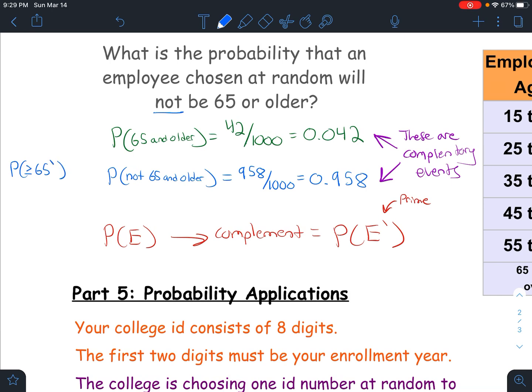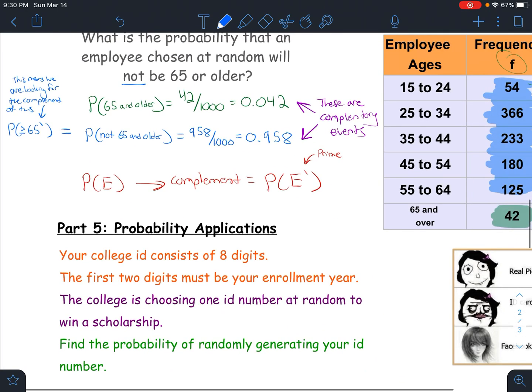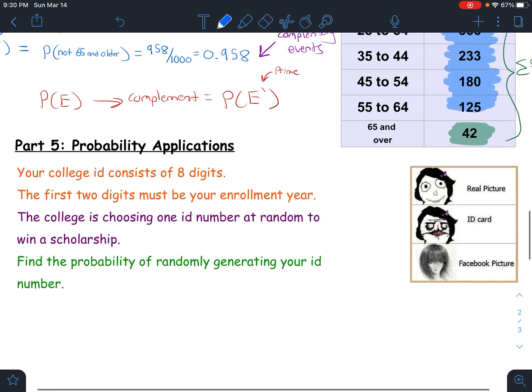Prime. So it's kind of goofy applying the prime business to that shorthand explanation in the parentheses of what the probability question is asking. But the point here is that when we see this, it means we are looking for the complement of this. So I'll put an equal sign there. So the complement of being greater than or equal to 65 is being less than 65, or not 65 and older. So that would be another way of saying that, using that notation with the prime to mean, hey, we want the opposite of what is being stated here. Okay.